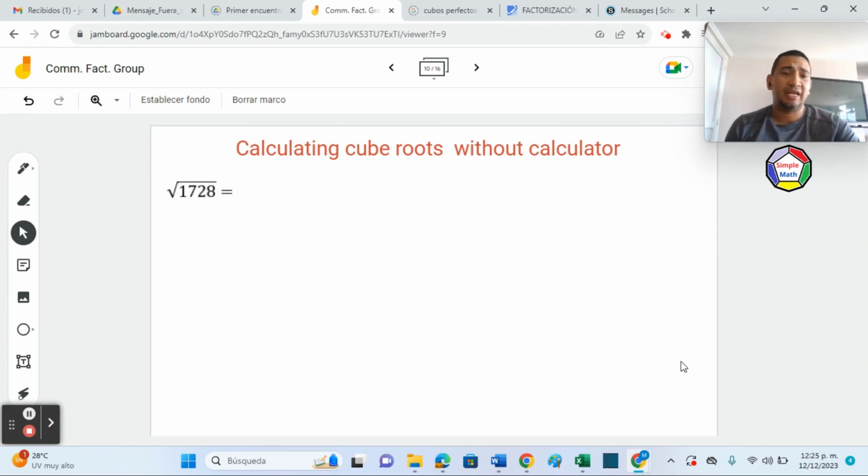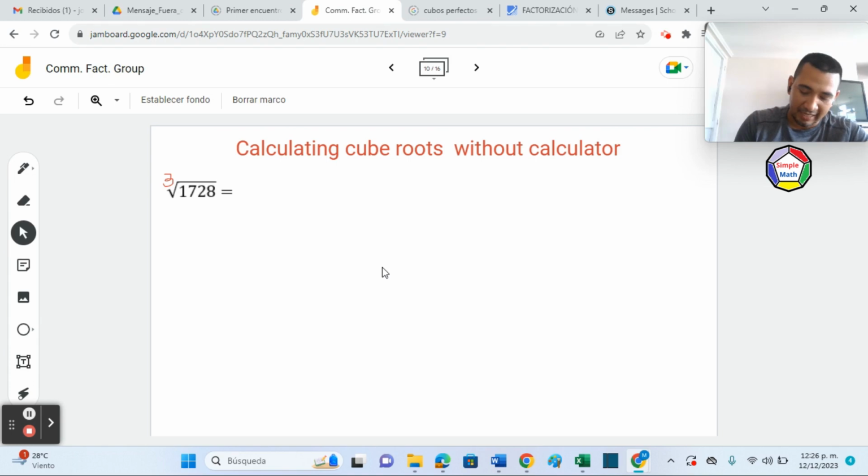The exercise is to calculate the cube root of 1,728. How do we calculate that cube root? Actually, I have to write here that this is a cube root. Sorry, this is a cube root. Oops, it's ugly. Cube root of 1,728. So let's start making the prime factorization.